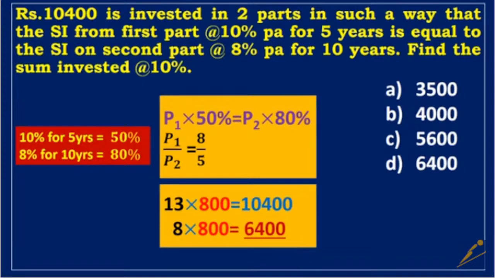800 times. The sum invested at 10% is the first part, which is P1. The initial investment P1 is 8. This first part investment should be 8 times 800 rupees, which is 6,400 rupees.